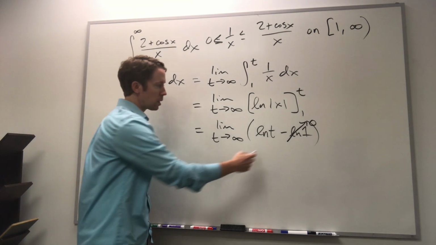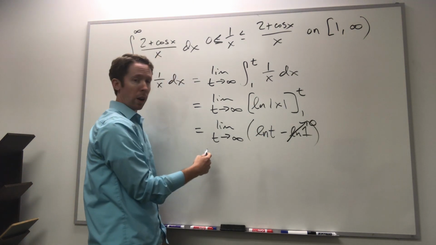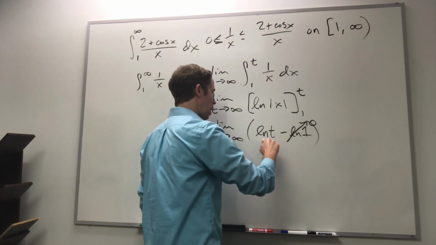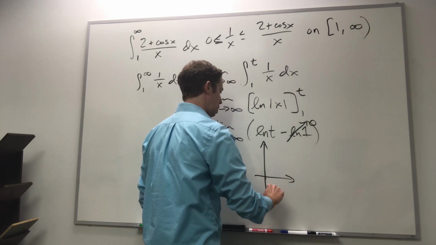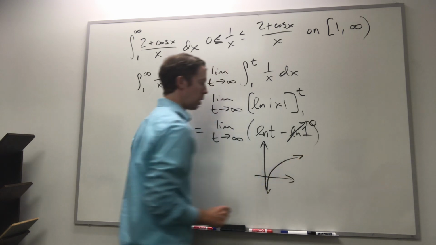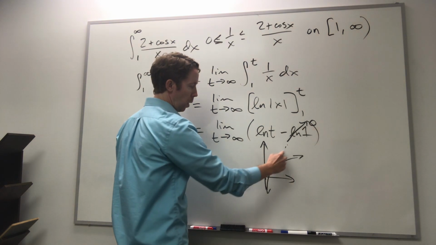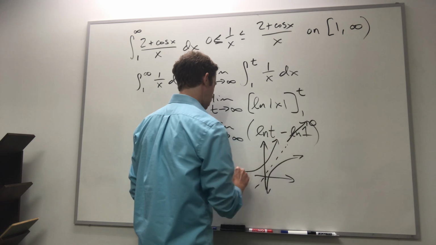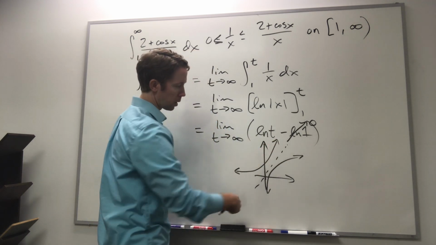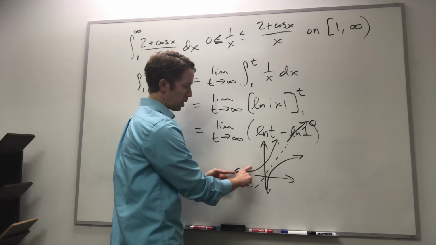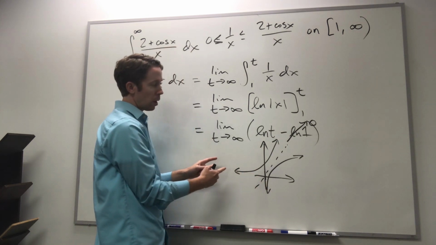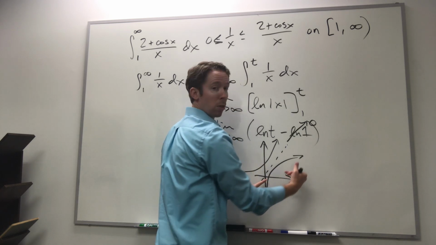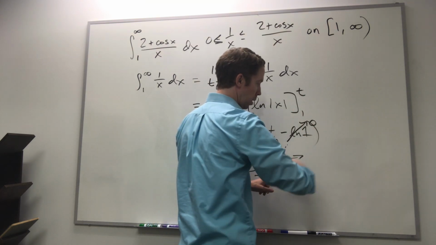But in the limit, this is the only part that changes. So I need to figure out, as t goes to infinity, what happens to natural log of t. And if you remember the graph of natural log, it looks like this. It's the inverse of y equals e to the x, which looks like this. So if you flip over the line y equals x, from y equals e to the x, you get y equals natural log of x. And so as I go out to the right here, I want to know, is this going to continue to go up, or is it cutting off at a horizontal asymptote?